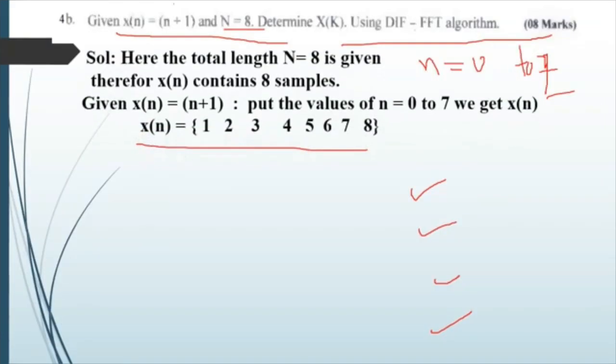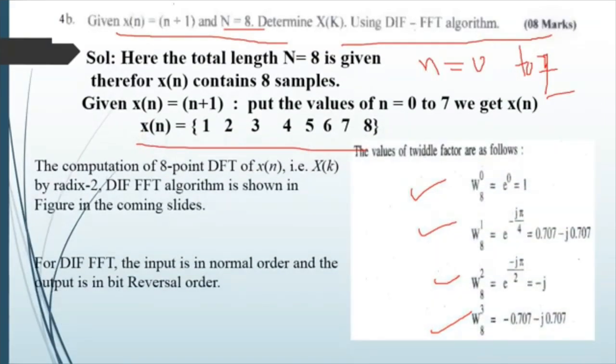So this is the last problem. Given x of n is equal to n plus 1 and n is equal to 8, determine x of k using DIF FFT algorithm. Already we solved the previous problem using DIF FFT algorithm for n is equal to 8. This problem is the same, but they give the equation instead of the sequence directly. From the equation we can calculate the samples x of n and continue the same procedure. We derived the DIF FFT algorithm and solved many problems on it, so applying the procedure, we'll get the answer.